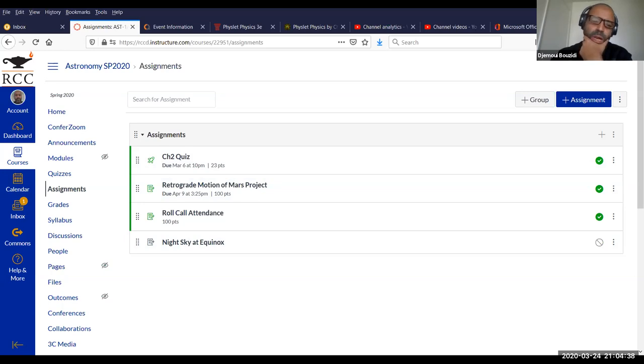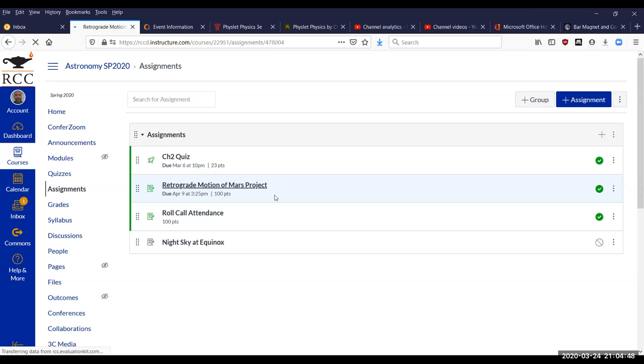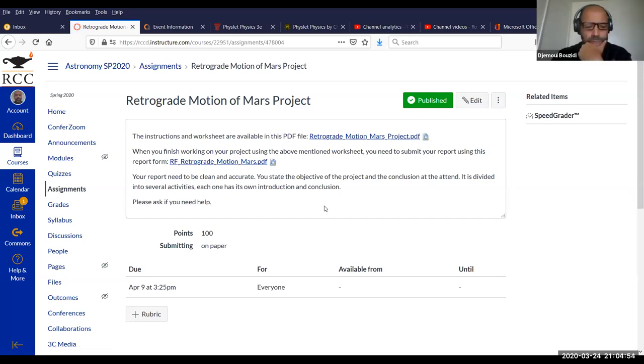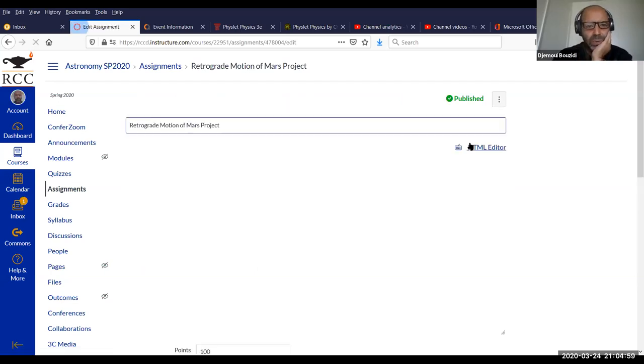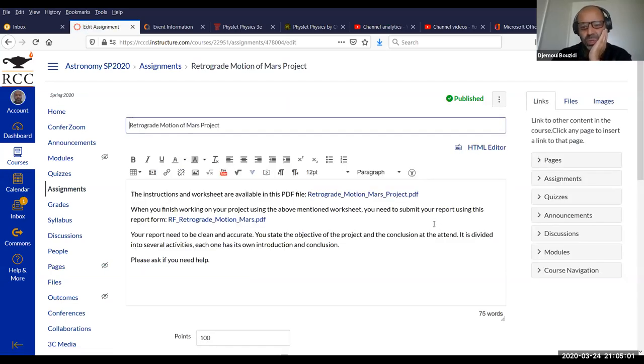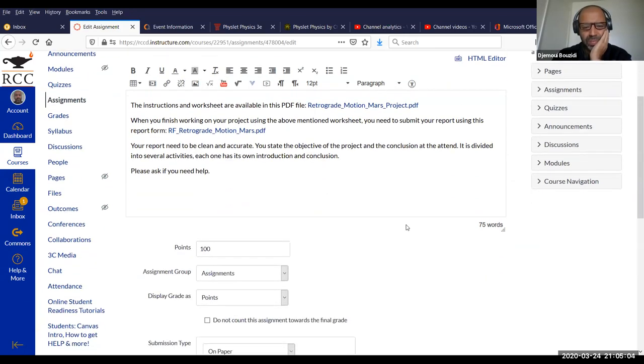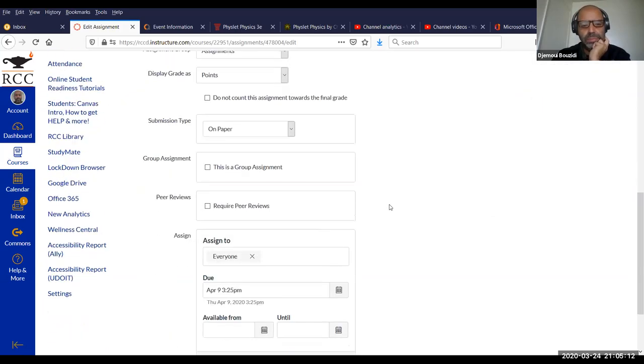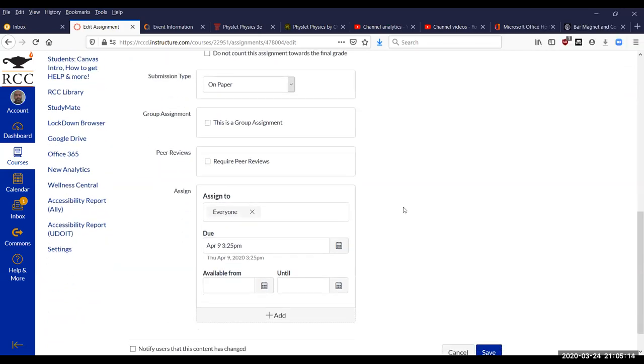So we want to keep up with this thing. We have a project that is ongoing into the assignment. The project is due on April 9th. And right now it says on paper. I'm going to change this one to online because right now, do you all have access to some sort of a scanning device, either a phone with a camera capability or an actual scanner? I do. Yeah, I do.